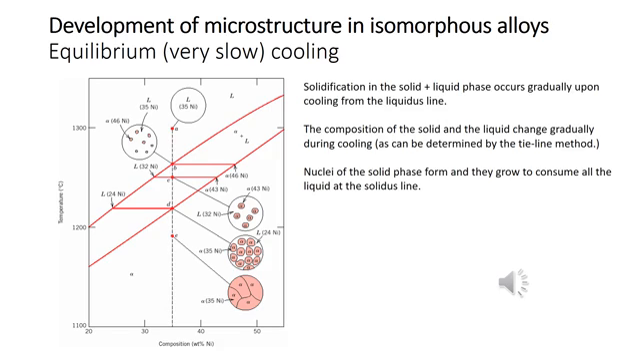And if you cool further now into the alpha phase, we now have our solid having a composition of 35% nickel. And the diagrams illustrate how these solids are formed.